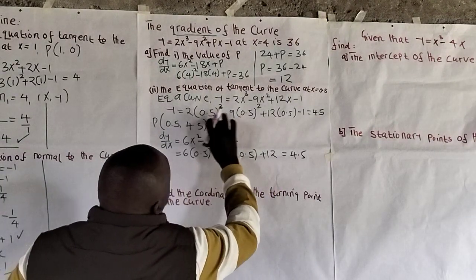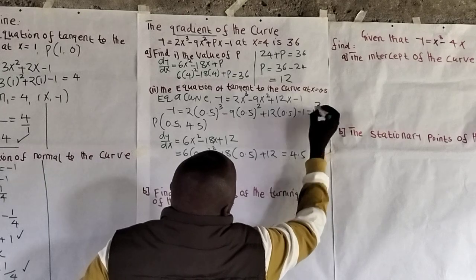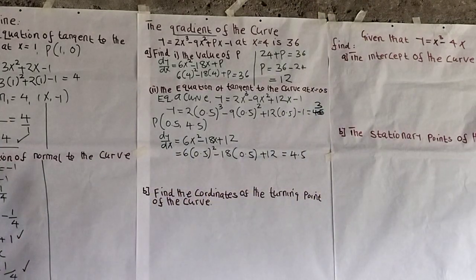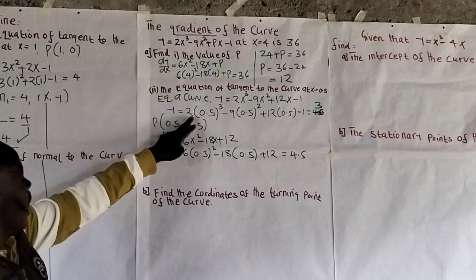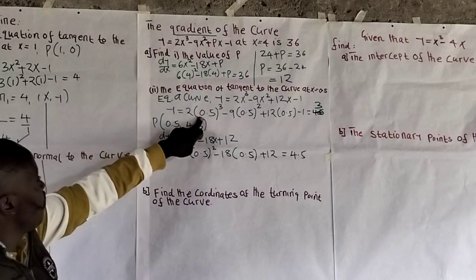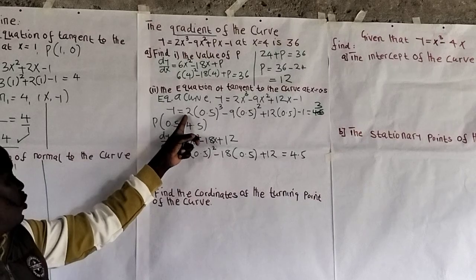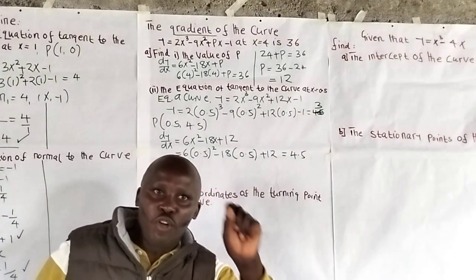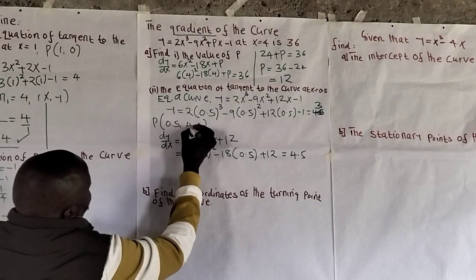When you substitute here, the value of y is not 4.5, the value of y there is equivalent to 3. Let me make a correction here. If we substitute the value of x as 0.5 into y, then we substitute 2 into 0.5, the answer here is 3, not 4.5. So the points here now will change.